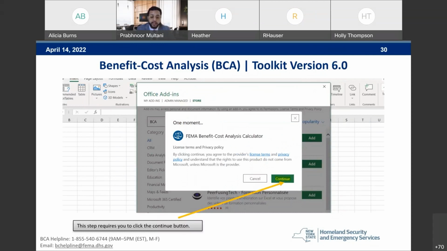Once you do that, click that green Add-in button. It will ask you if you agree to the license terms and privacy policy. If you do, go ahead and click Continue.